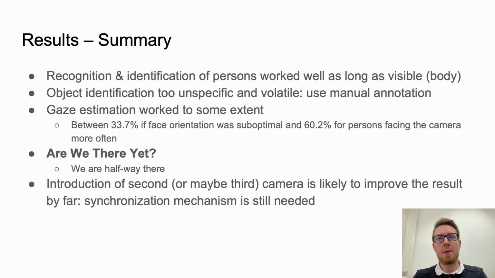We learned that an introduction of a second or maybe third camera is likely to improve the result by far. However, a synchronization mechanism still has to be developed to decide which camera's input should be considered based on estimates of the probability that an inference is correct or not. For example, a robust confidence rating.